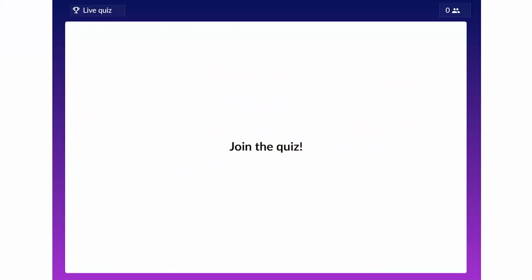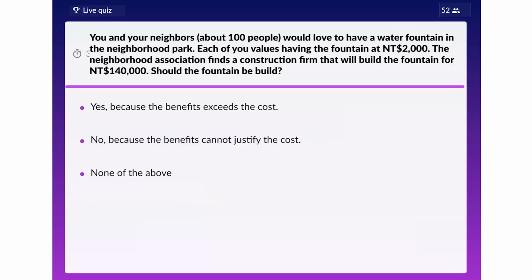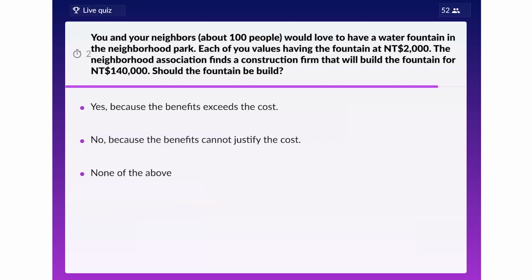Okay, so let's join the quiz. So should the fountain be built? You and your neighbors, 100 people, each value the fountain at 2,000 NT dollars. And the cost for building this is 140,000 NT dollars. So should the fountain be built? Yes, because the benefit exceeds the cost, or no, because the benefits cannot justify the cost, or none of the above.